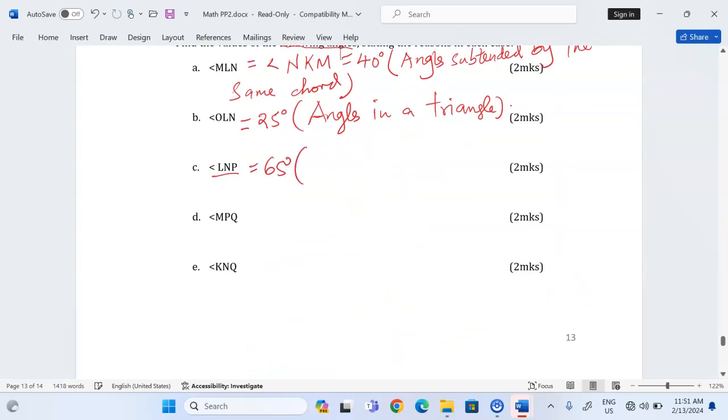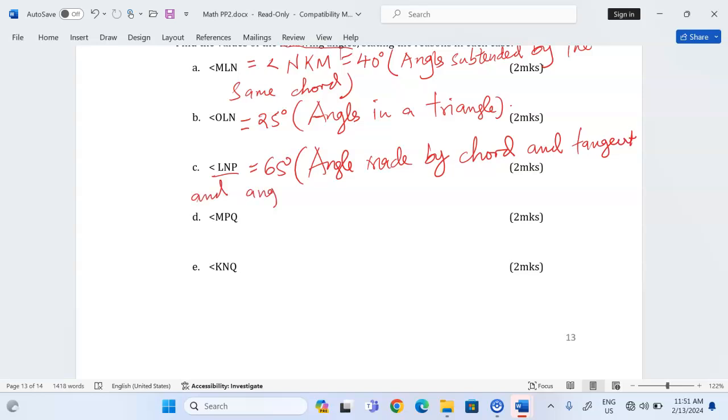65 degrees because it is the angle made by chord and tangent, and angle in the alternate segment. We call it angle in the alternate segment.